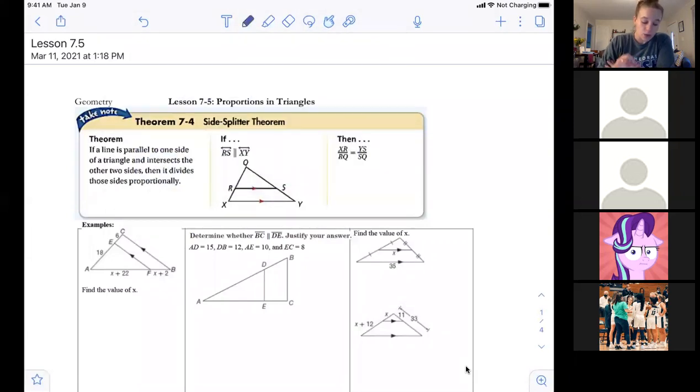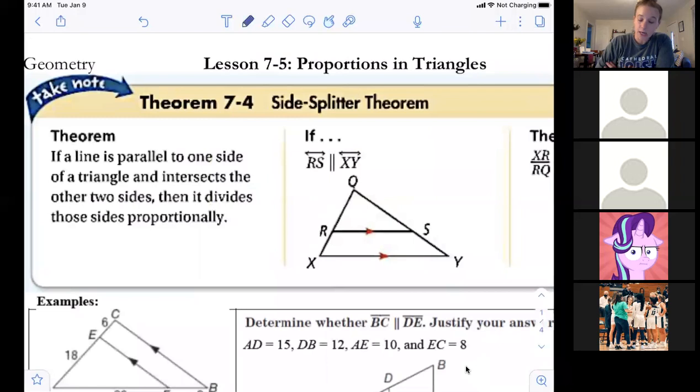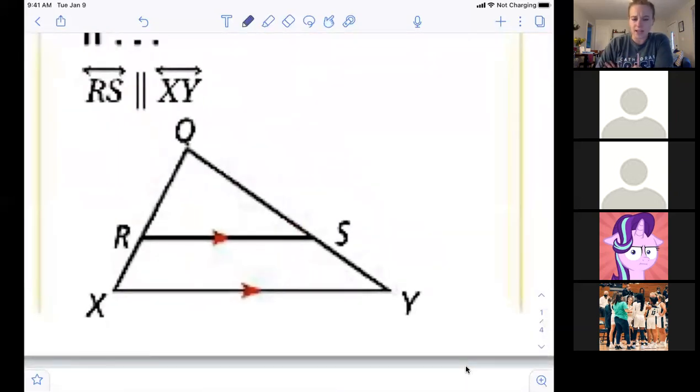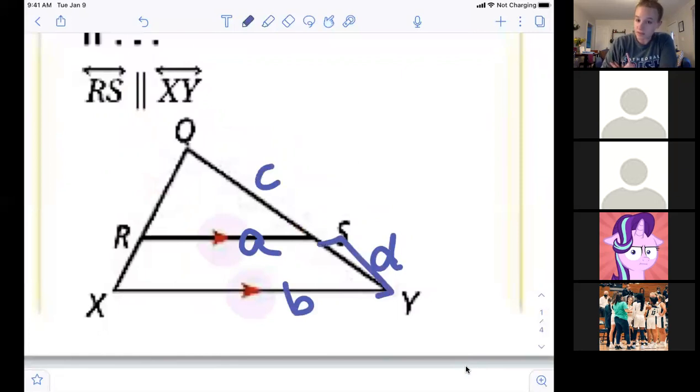Okay. So we're going to start with side splitter theorem, and it's talking about these lines that are parallel in a triangle. So if a line is parallel to one side of a triangle and intersects the other 2 sides, then it divides those sides proportionally. I'm going to zoom in on this, and I'm actually going to label these sides with little letters instead of the 2 letters. So I've got little a and little b for the sides that are parallel. I've got little c for QS, little d for SY, not QY, just SY, this little bitty part at the bottom. And then I'll call QR e, and I'll call RX f.